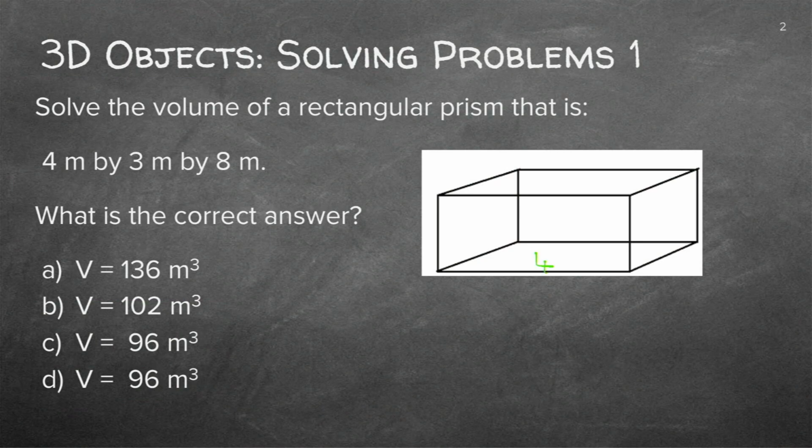The length is 4 meter, the width is 3 meter, the height is 8 meter. This is not in comparison, but this is more or less what it looks like. So now you're going to do your formula. Volume equals length times width times height, and you're going to slot it in and you're going to get your answer and your unit.